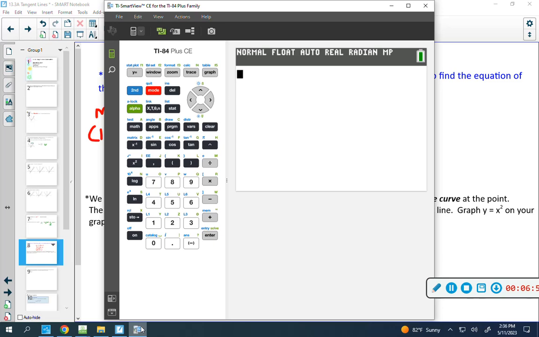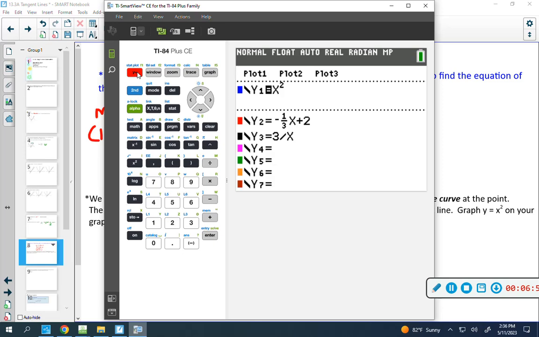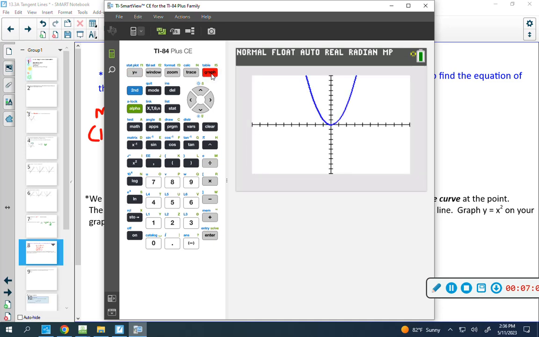Okay, I'm going to graph our, we know what x squared looks like. You can see I typed it in earlier. I got some other stuff in for what's coming at us. So just do your x squared. We know it's the parabola. There it is. Very exciting.